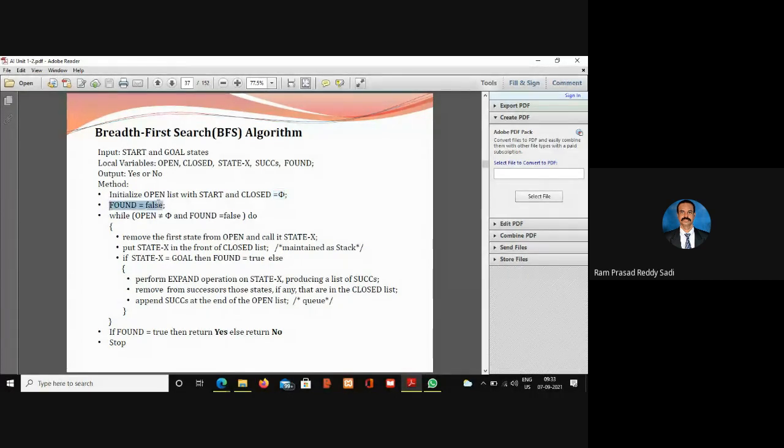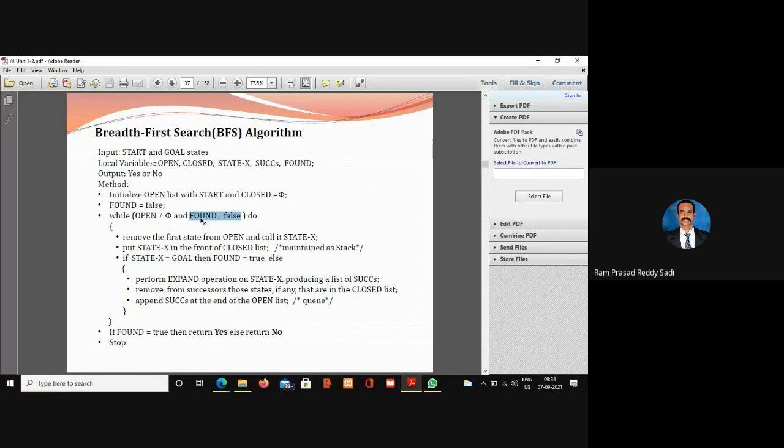Now, what's the initial state of found? Did you find it? Is the start state your goal state? No. So we say found is equal to false initially. So how long do you keep on going? As long as there are nodes available in the open list, that is the open queue. So that's the condition you are writing over here. While open is not equal to empty list and found is equal to false, you keep on repeating the process. Once the solution is found, even though there are nodes left over in the open list, we are not worried.